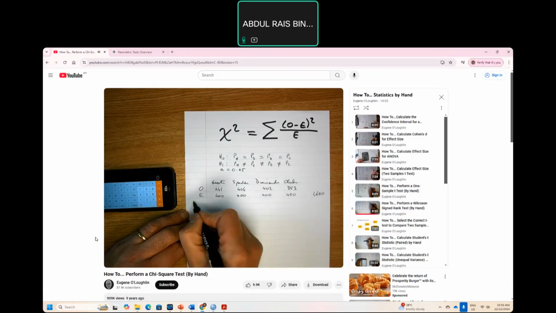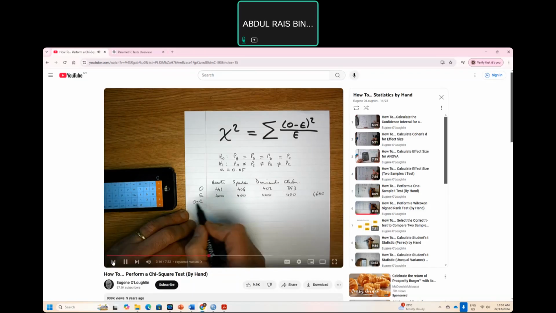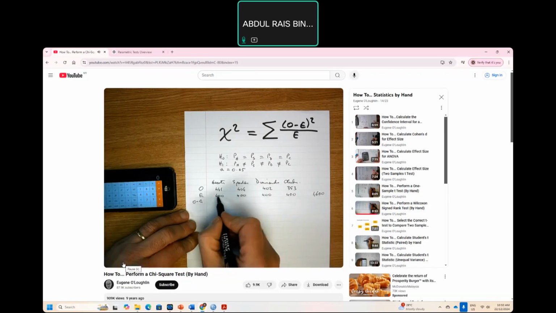So first of all, let's do O minus E, and that's the difference between the observed and expected. You can do E minus O if you want, it doesn't matter which way you do it. So I'm going to do these first calculations in my head. 441 divided by 400.